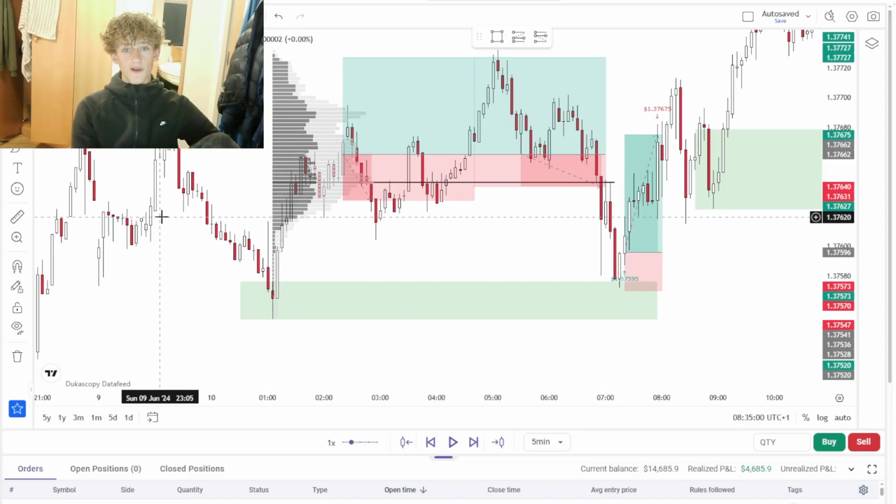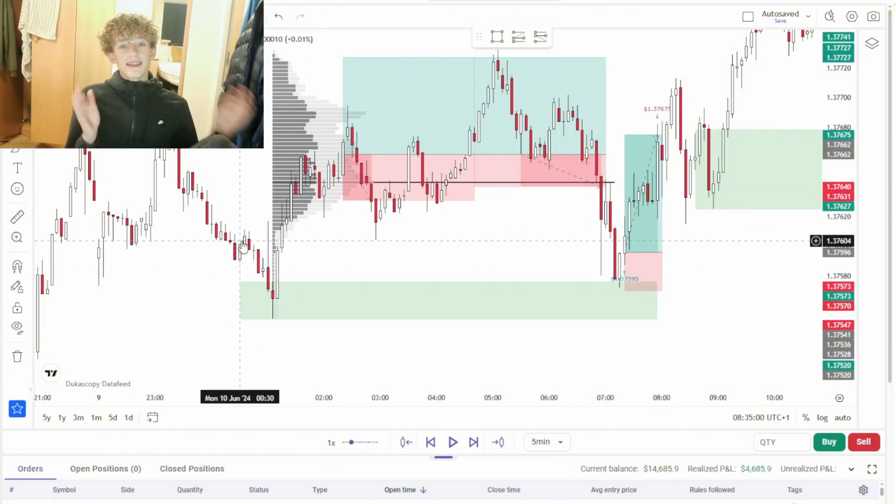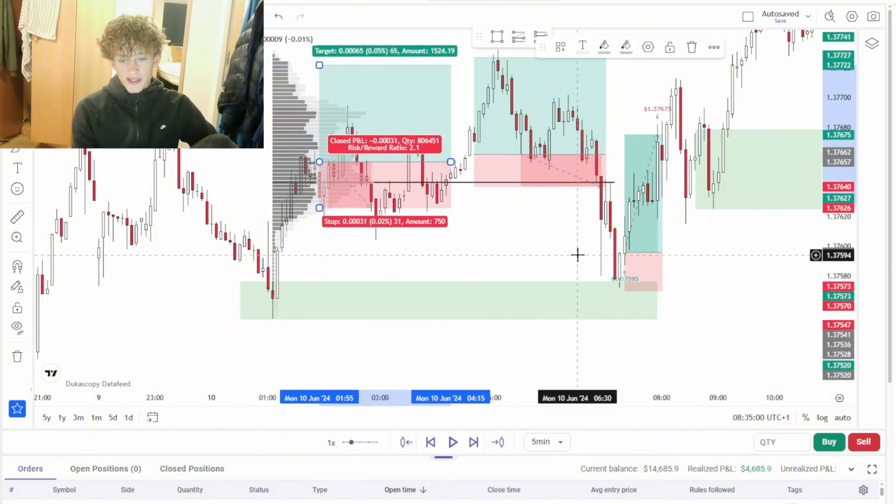Secondly, there is a low volume node here. What does that mean? There's not a lot of orders here. If price comes down to this area of low volume, there's going to be no institutions or traders, mainly institutions, who are going to defend their prices. If an institution has placed a buy up here, if price goes down, they'll want to lift it back up as they will be down a lot of money.